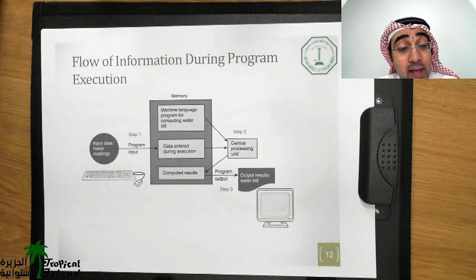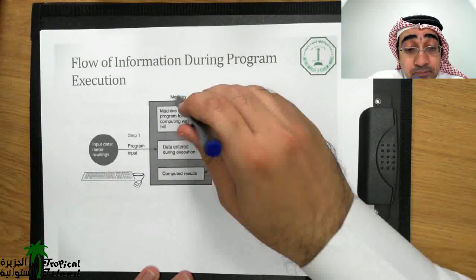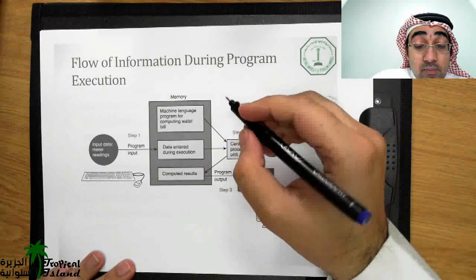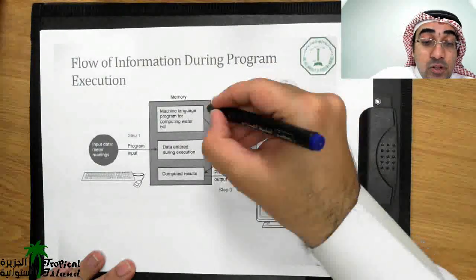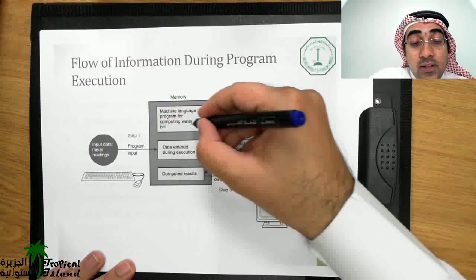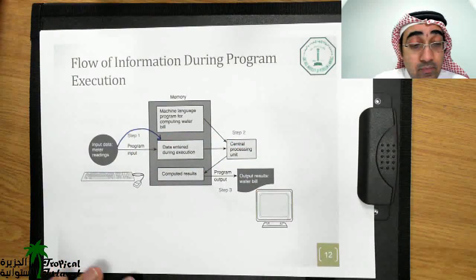Okay, so what's going to happen is the central processing unit is going to start executing the machine code. So step number one is executing machine code: it reads the machine code and starts executing it. And step number two is taking an input from the user.